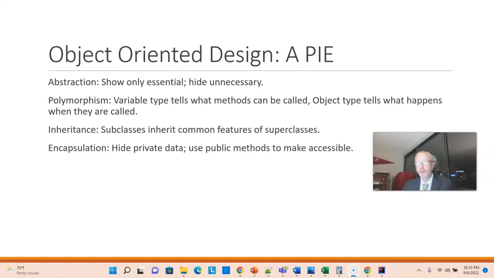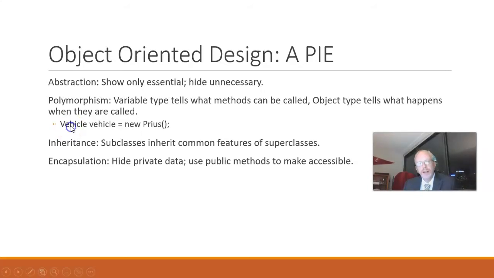Polymorphism, super important one, and in polymorphism we have to be comfortable with the concept that a variable type and an object type can be different. They must be related, but they can be different. And by that I mean this construction we see here, vehicle equals new Prius. Now let's break this down.